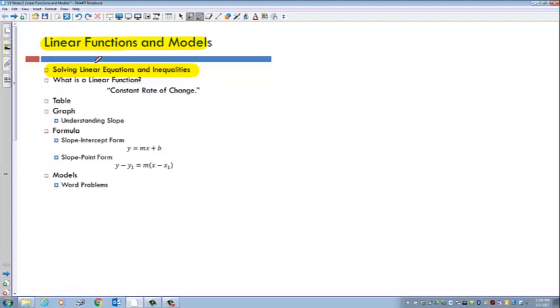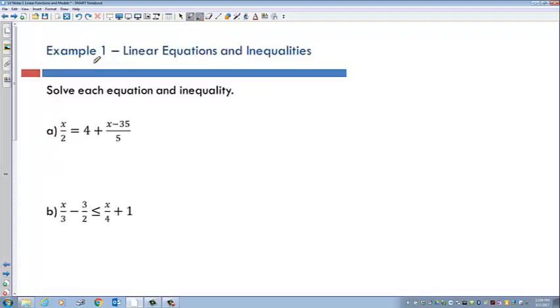So let's take a look at the first example, because this should be review for most people. We want to solve this first equation here, x over 2 equals 4 plus (x minus 35) divided by 5. This is kind of a tough linear equation to solve because you have these fractions. The idea is just to clear these denominators, and we're going to try to find a number that we can multiply by that clears the denominators.